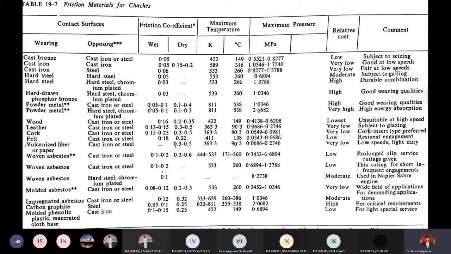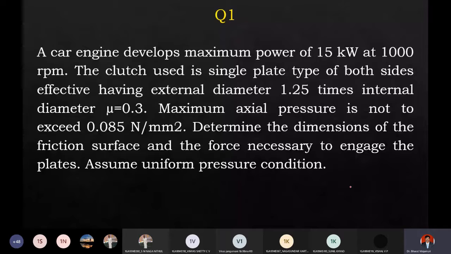Let me start the first numerical, and this is the table which we'll be referring to. Try to see this numerical, guys, and all of us will be parallelly writing the given data. Now let me explain the question to you. A car engine develops a maximum power of 15 kilowatts. So this is capital N. If you are writing notes, make a note of this, because within the next 2 days I may ask you to submit the notes.